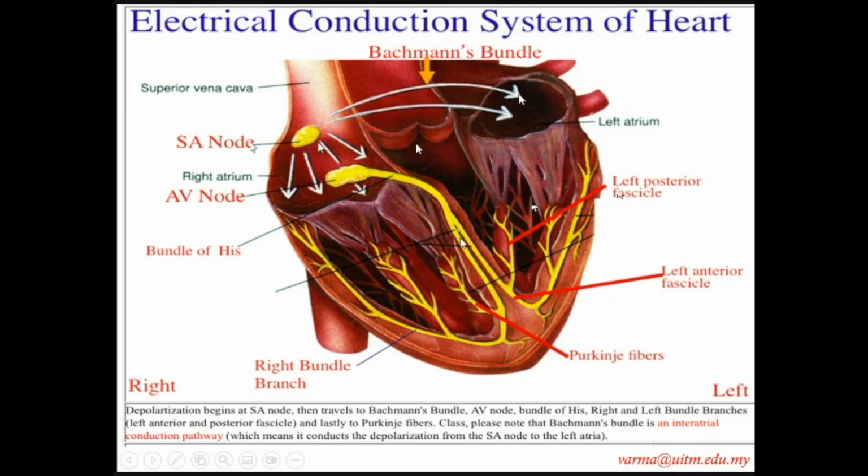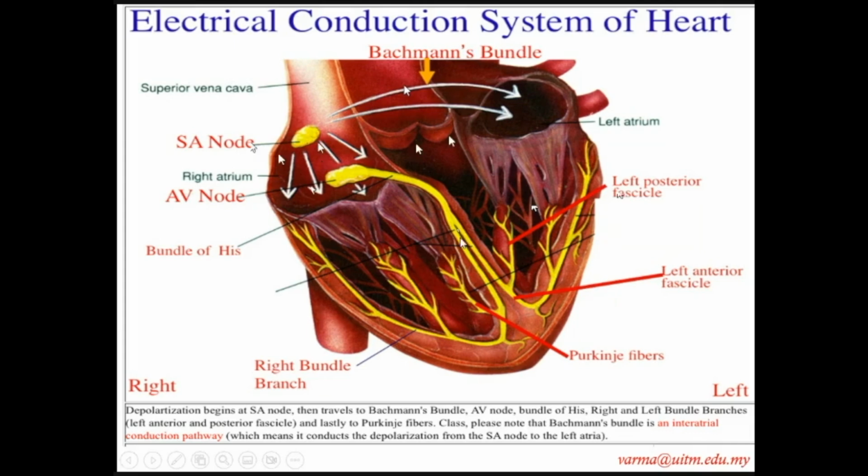The Bachmann bundle is not the main component. Usually it is the SA node, AV node, bundle of His and Purkinje fibers. But the Bachmann bundle is another internodal tract, which also transmits the impulse to the left atrium directly, to make sure the left atrium contracts simultaneously with the right atrium. So the Bachmann bundle is an interconnecting tract between the atria. This is another MCQ stem.